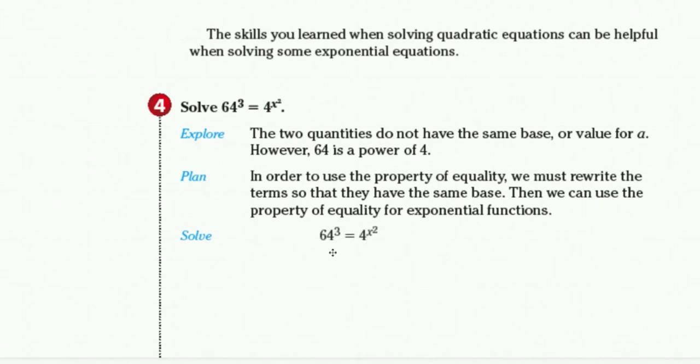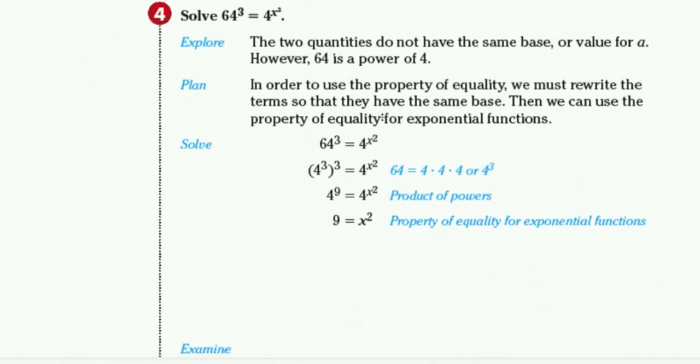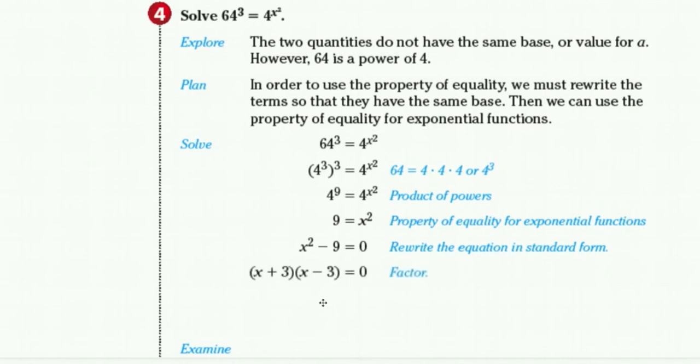So we start with 64 raised to the third power equals 4 to the x squared. We know that 64 is a power of 4. We can write 64 as 4 cubed raised to the third power. So 64 is actually 4 cubed, and we simply brought down the third power. Now we have 4 to the ninth, by the rules of exponents, equals 4 to the x squared. Now that they have the same base, we simply equate 9 equals x squared, by the property of equality for exponential functions. Then we subtract 9 from both sides, realizing that x squared minus 9 is a difference of squares. So we have x plus 3 times x minus 3 equals 0. Using the zero product property, we have x plus 3 equals 0 and x minus 3 equals 0. We find the values for x as negative 3 and 3.